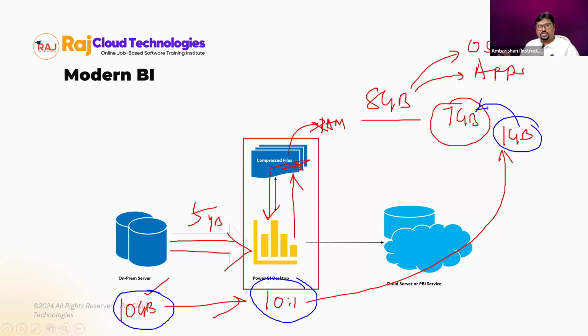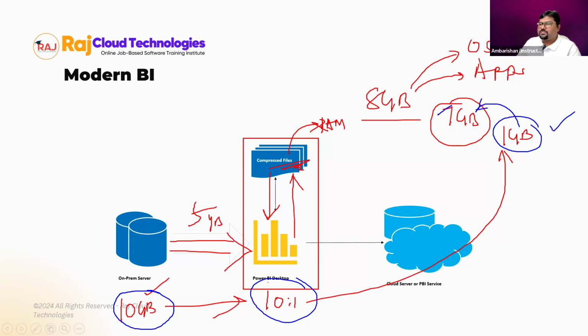Okay, clear? Yes. So can you store 1 GB of information in 7 GB of RAM? Yes, we can store that, and the tool can process it. Power BI can go ahead and process that result, right?